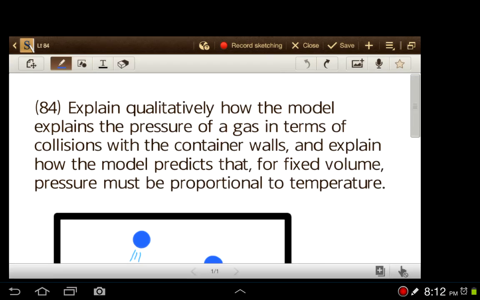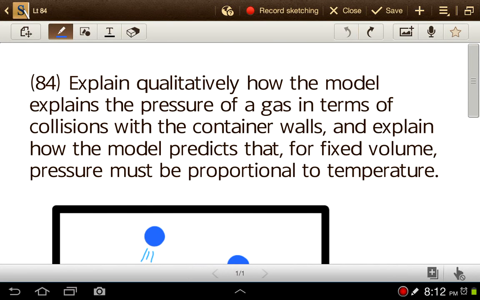The kinetic model of matter does a lot for us. It cooks, it cleans, it mows the lawn. It explains the relationship between energy and temperature. And it also gives us a frame of reference to understand how pressure comes about.